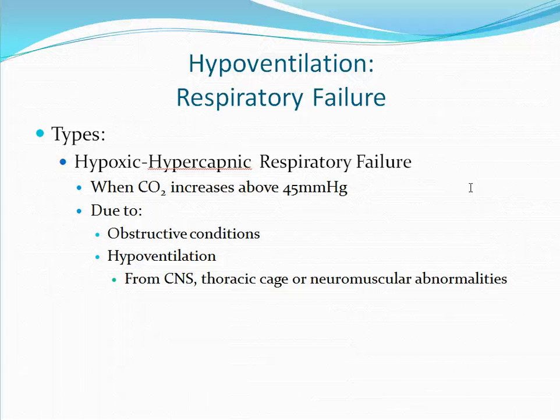Another type of respiratory failure is hypoxic hypercapnic respiratory failure. This occurs when the concentration of carbon dioxide increases above 45 millimeters of mercury. This could be due either to any type of obstructive condition, or it could be due to hypoventilation, resulting from either central nervous system, thoracic cage, or neuromuscular abnormalities.